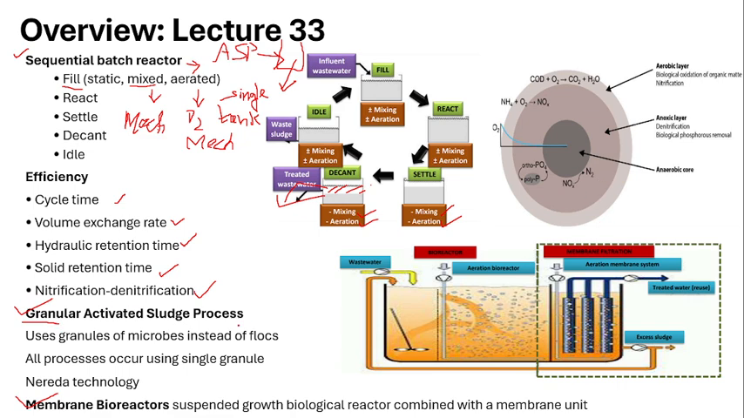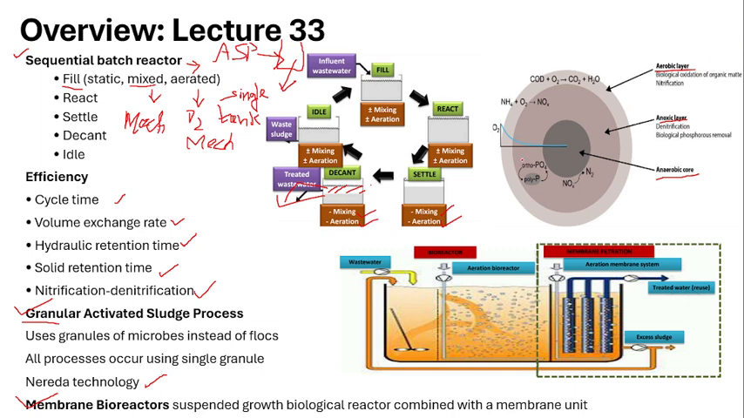And this granular activated sludge process uses a technology called Nereda technology. This was developed at a university in the Netherlands. Okay, which is named Nereda technology. What is going to happen here is in the single granule itself, we have different zones. The innermost zone is called the anaerobic core, the middle zone is called the anoxic layer, and the outermost layer is called the aerobic layer.